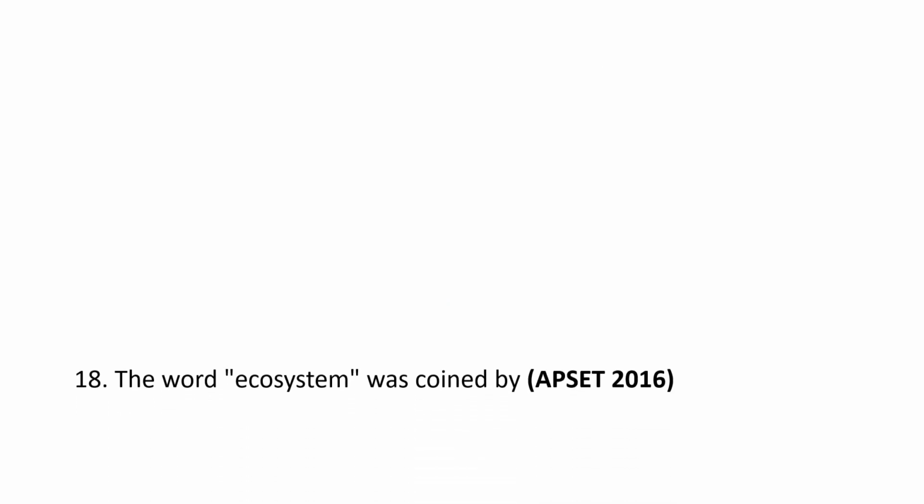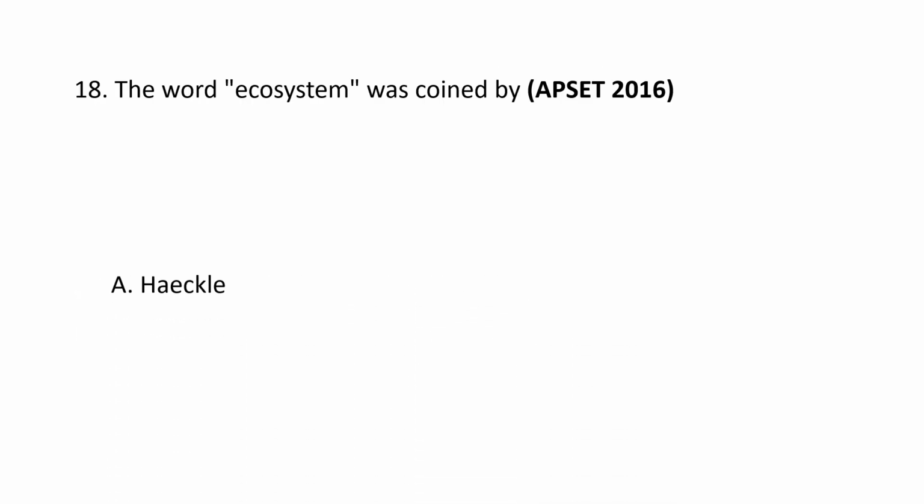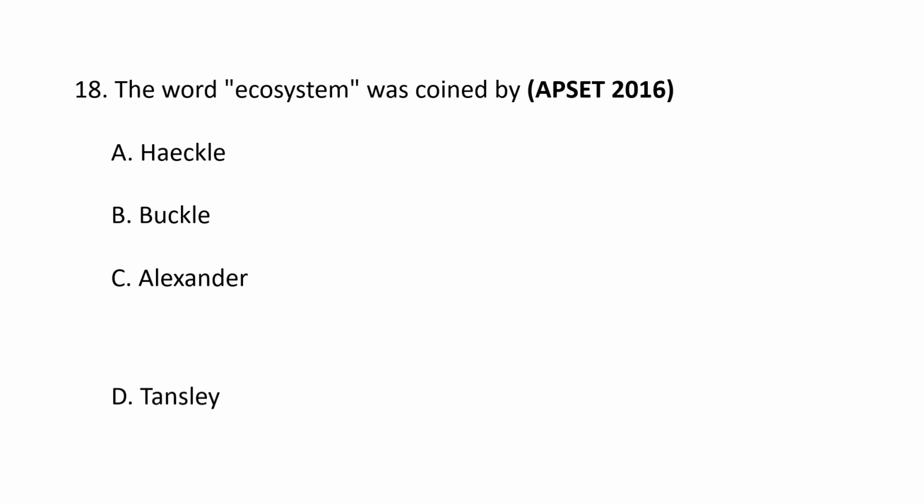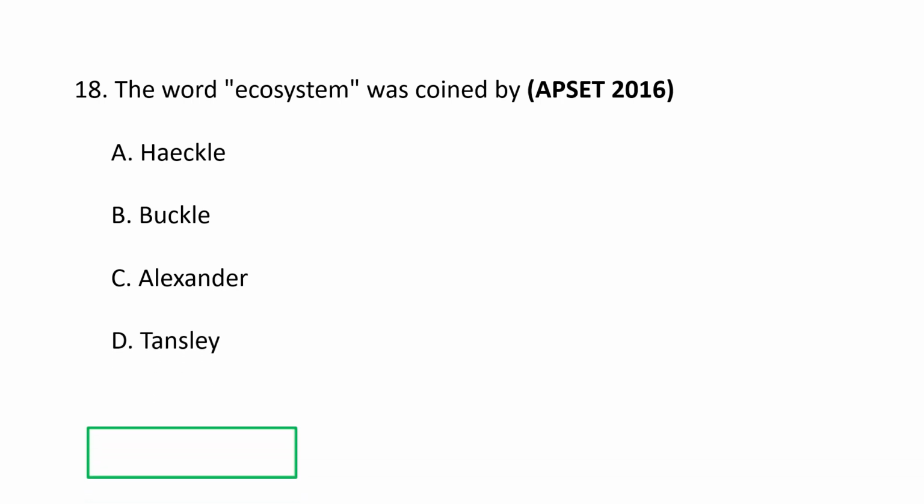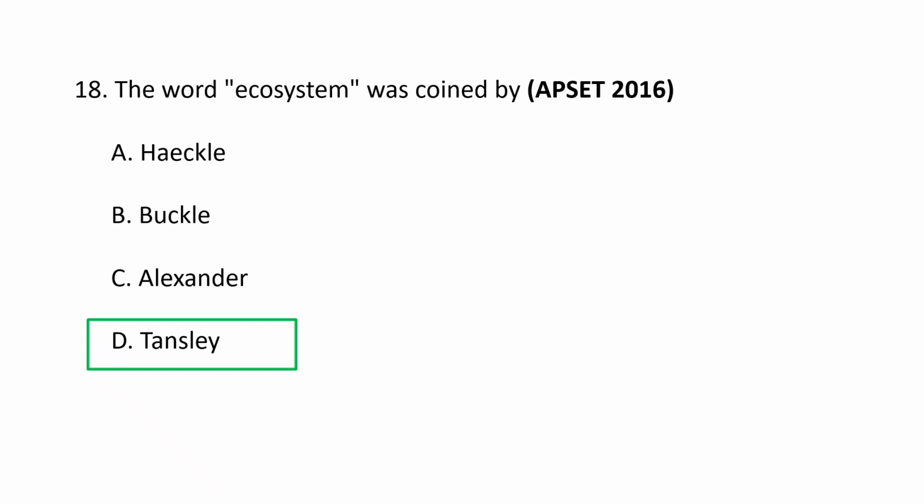Next question. The word ecosystem was coined by A. Haeckel, B. Buckle, C. Alexander, and D. Tansley. The correct option goes as D. Tansley. The term ecosystem was coined by British ecologist Arthur Tansley in 1935 in a publication titled The Use and Abuse of Vegetational Concepts and Terms. Tansley defined it as the fundamental unit of ecology, encompassing all the interacting living, that means the biotic, and the non-living, meaning abiotic, components of an environment. So the word ecosystem was coined by Tansley. D is the correct option.